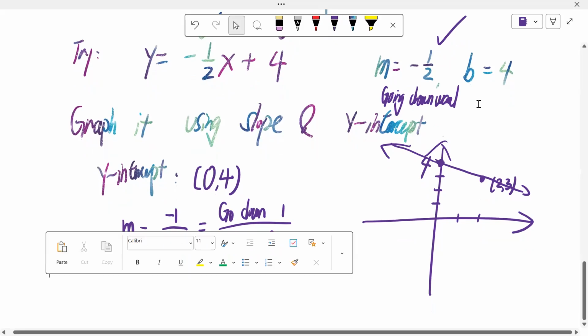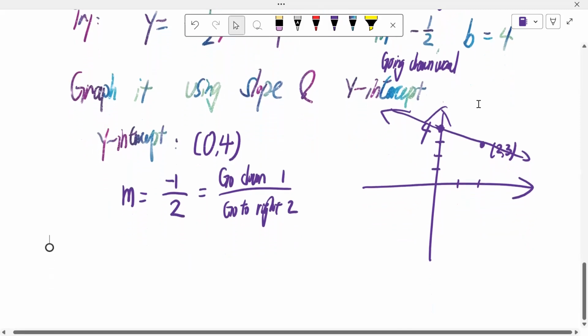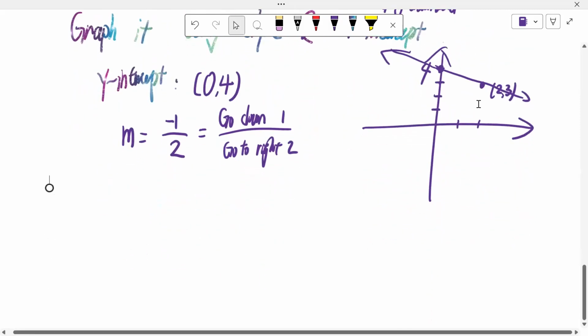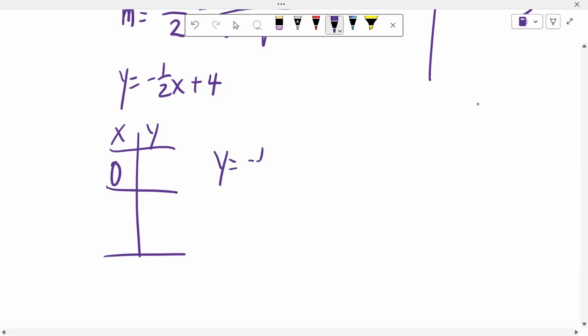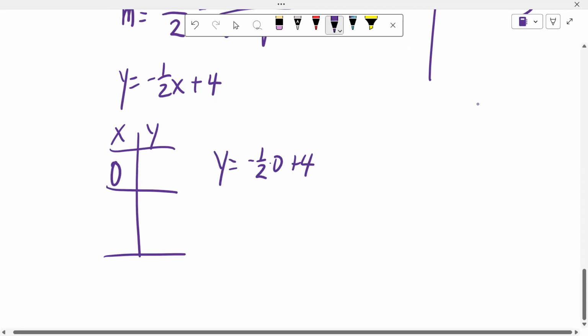Okay. So I'm going to show you another way of graphing this, instead of using the slope and the y-intercept. Same equation. Here I'm going to show you, let's say you pick 2 points. One way to do it is you can pick x equals 0, that would be the easiest thing to do. So y equals -1/2 times 0, and anything times 0 is 0, 0 plus 4, that's 4. (0, 4), that's the y-intercept, that's what we had earlier.